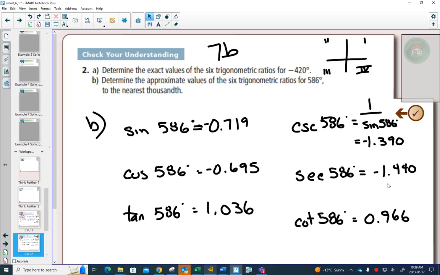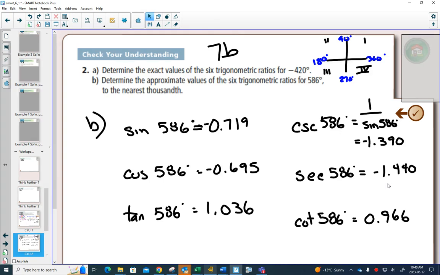A couple of ways you could do this. You could find something coterminal with 586. I could subtract 360 degrees. If I subtract 360 degrees, 586 is coterminal with 226 degrees. And then you would think, okay, well, this is 90 degrees, 180 degrees, 270 degrees, 360 degrees. If I subtract 360 and I get 226, well, 226 is somewhere between 180 and 270. It's in quadrant 3. That would be one way to do it.